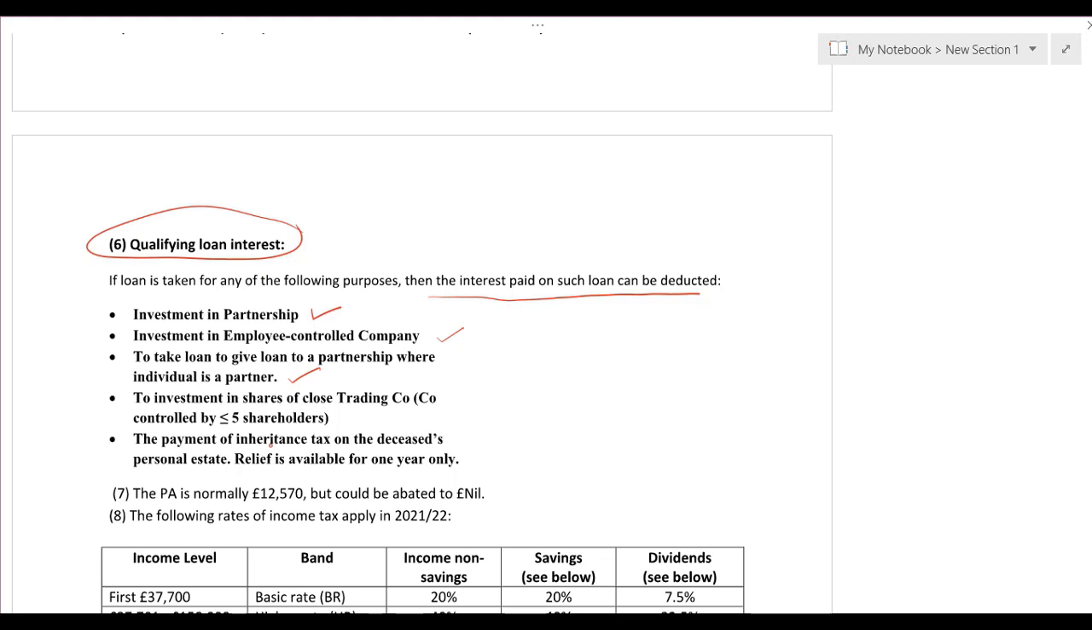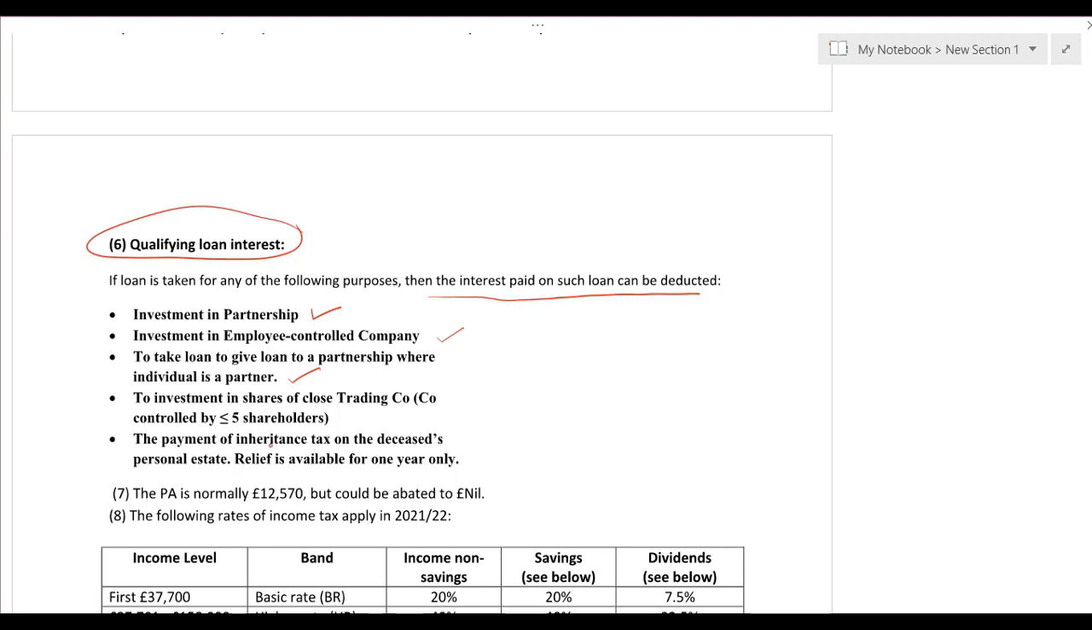Repeat. Let's say Mr. Z is an employee of XYZ Limited. Mr. Z takes a loan to buy a computer, and he is using that laptop in an employment. So interest paid on such a loan is a qualifying interest. And Mr. Z is not supposed to deduct the interest payment from his employment income. He is going to deduct the interest payment from his total income.